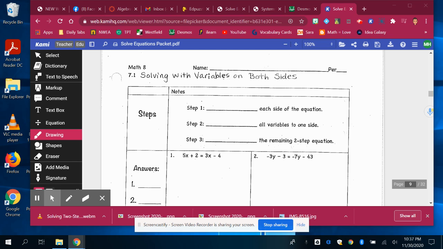Hi there, today we're going to be solving equations with variables on both sides. We're adding on another step to our equations unit here.